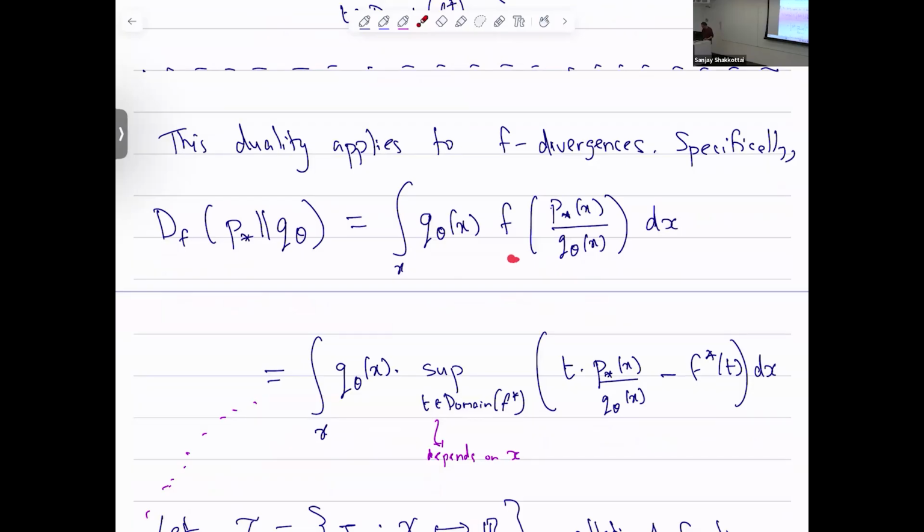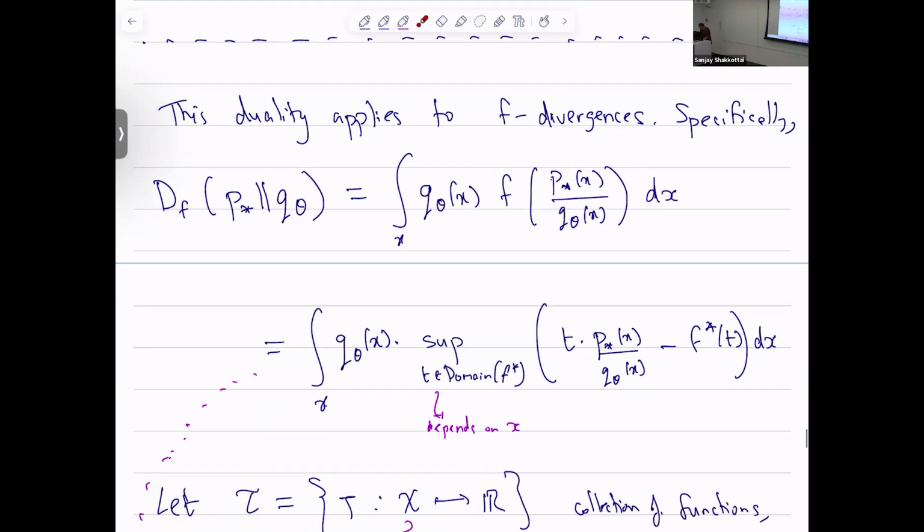I'll write the dual form. This can be written as the supremum over T of T times U minus F star of T. I've just written the definition of the Fenchel dual. Note here that this optimization is inside X, inside the integral. That means this is really T of X. I'm trying to choose a function here. That's what the T is, because for every value of X, there's a different value of T.